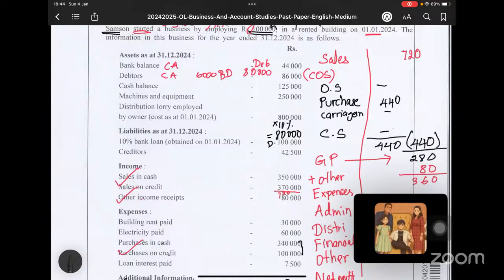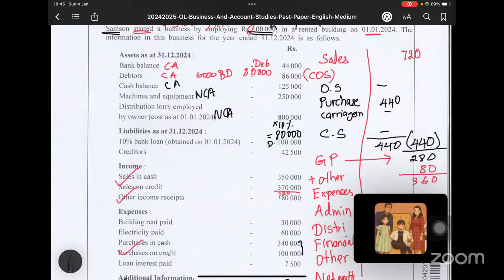Bank balance, it's a current asset. Debtors, it's a current asset, and in debtors we have bad debts. Cash balance, it's a current asset. Machines and equipment, non-current asset. Distribution lorry, that is a non-current asset. And when we are recording the distribution lorry in non-current assets in the statement of financial position, we will deduct this 80 and then only we will be recording that.